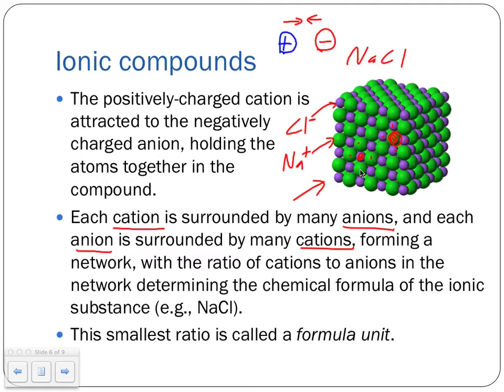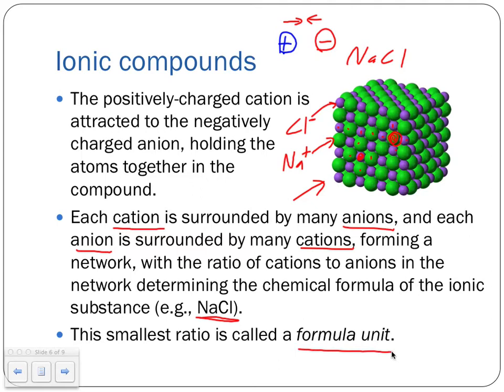But the ratio, in this case, is a 1-to-1 ratio. For every single one chlorine, there is one sodium, like that. And so the ratio of cations to anions in this network of ions here determines what the chemical formula of the substance is. And so we'd say NaCl right here. This smallest ratio in an ionic substance is called a formula unit.